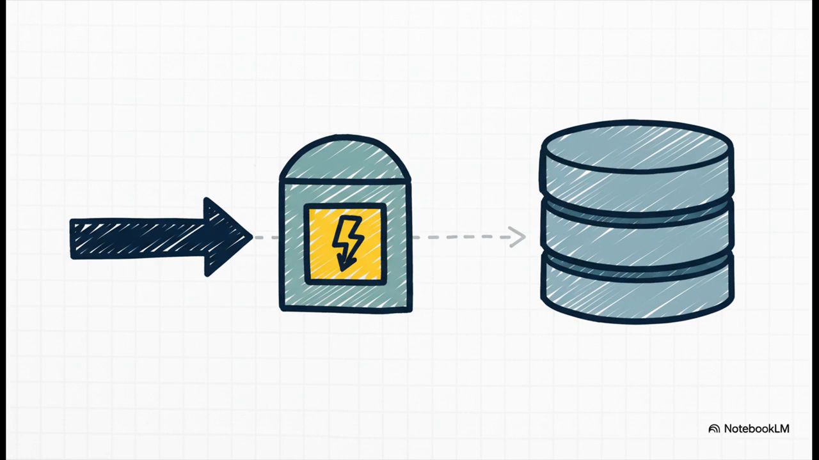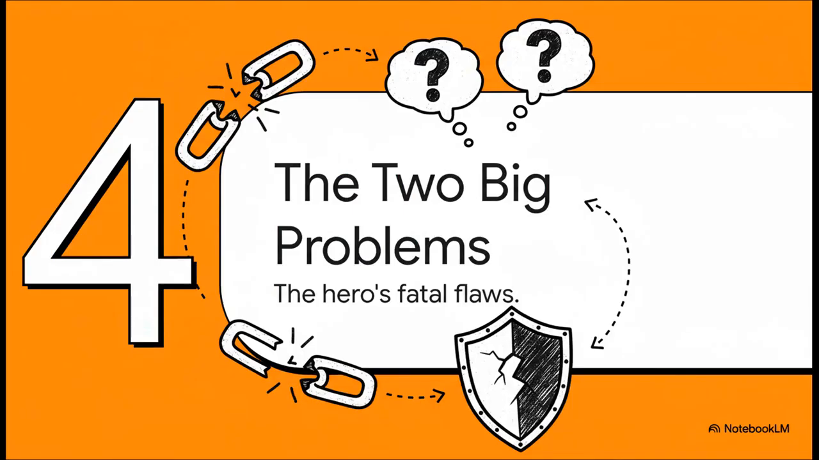This is perfect for data that gets requested over and over, like maybe your user profile or the details for a really popular product. So caching sounds pretty perfect, right? Like a magic bullet for speed. But it's not quite that simple. There are two really big fundamental problems with caching that every single engineer has to deal with.